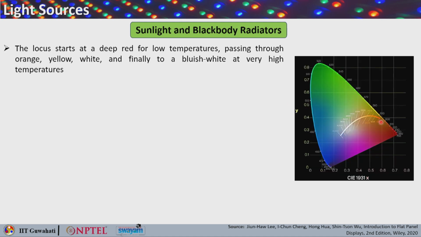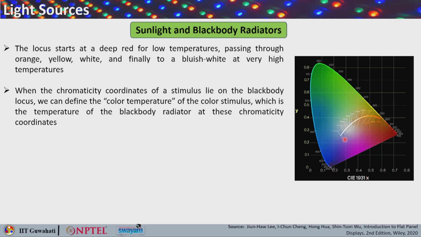As I mentioned, the locus starts at deep red for low temperature, and then passes through orange, yellow, white, and finally to bluish white at very high temperature, something around 20,000 Kelvin. When the chromaticity coordinates of a stimulus lie on the black body locus, we can define the color temperature of the color stimulus, which is the temperature of the black body radiator at those chromaticity coordinates.